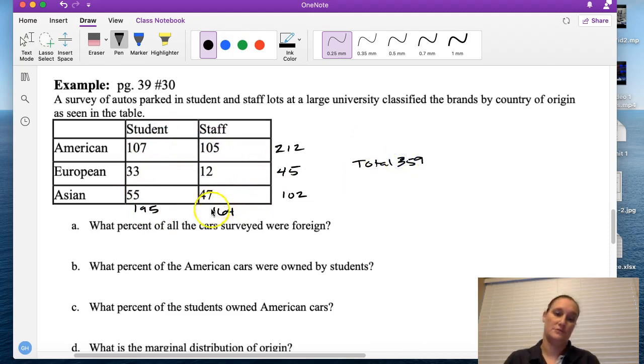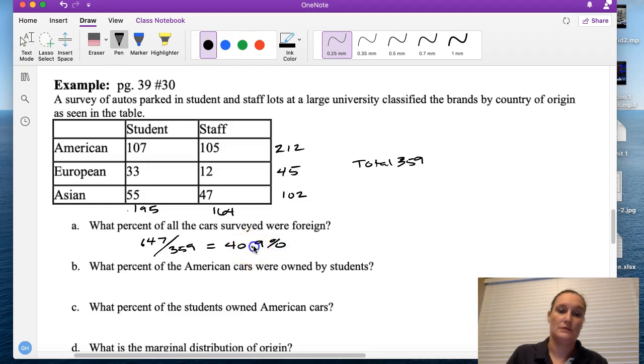Okay, so it's helpful to know those totals. So A, what percent of all the cars surveyed were foreign? Foreign would mean not American because we're in America. For our numerator in our fraction to get our percent, we're going to add these two together. So we're going to have 147 divided by the total number of cars, which is about 40.9%.